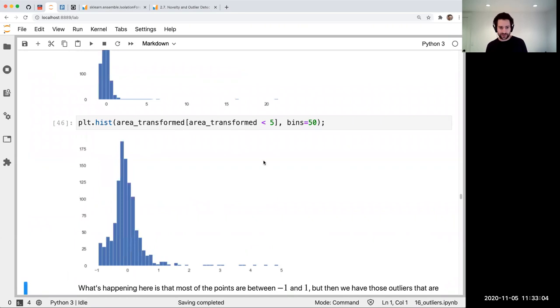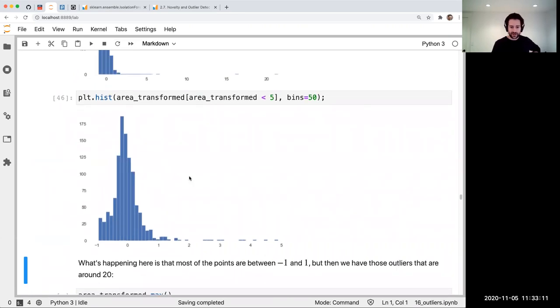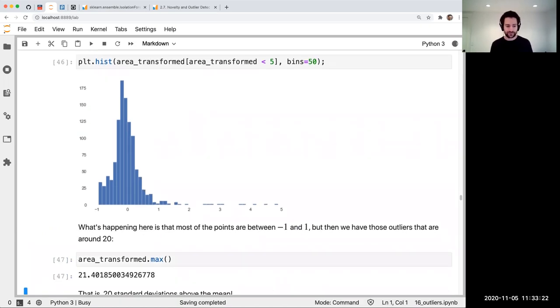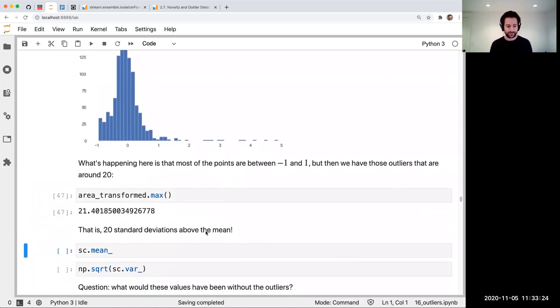This is just a histogram looking at scaled values less than 5, and so that's like this left chunk of the histogram. So what's happening here is that most of the houses are within one standard deviation of the mean lot area, but then we have these outliers for lot area.